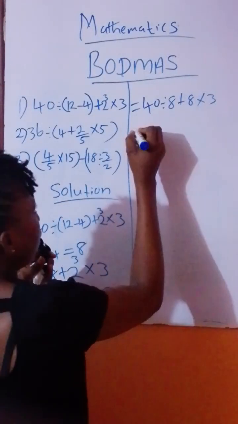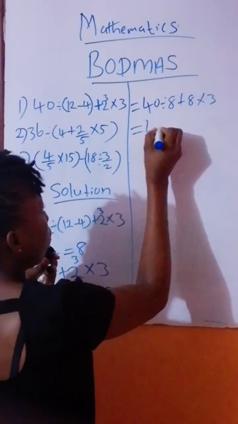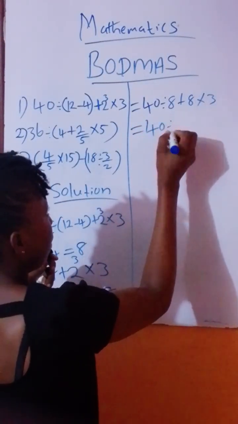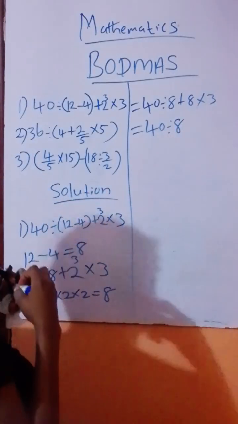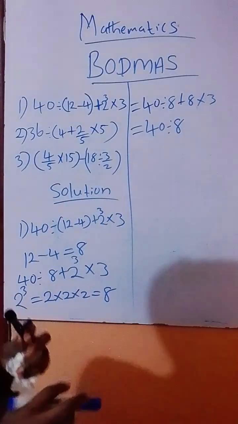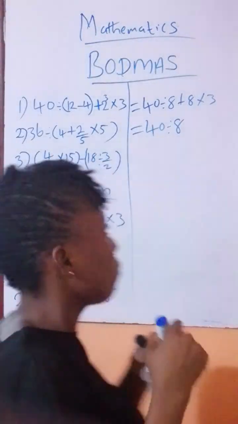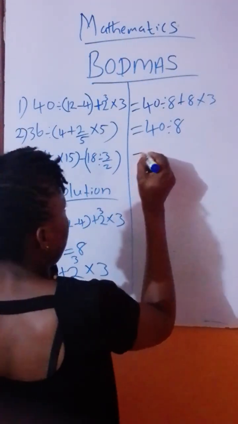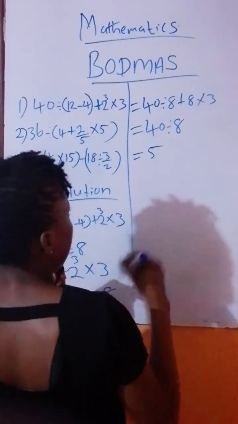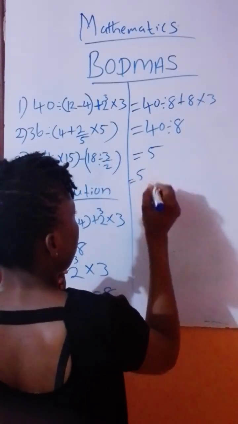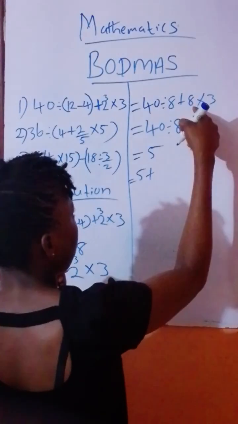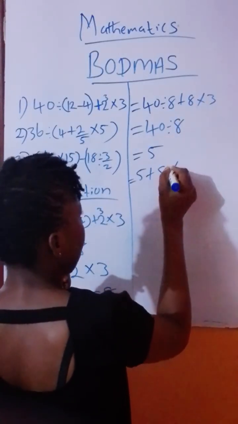Then we are going to say 40 divided by 8. 40 divided by 8 is going to give us 5. Then we say 5 plus this 8 times 3.